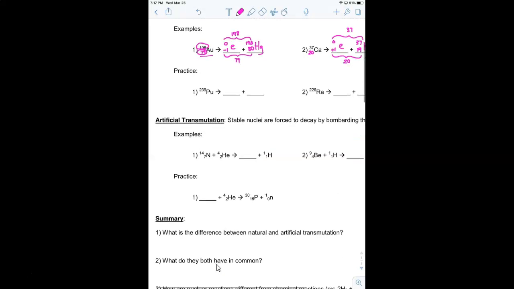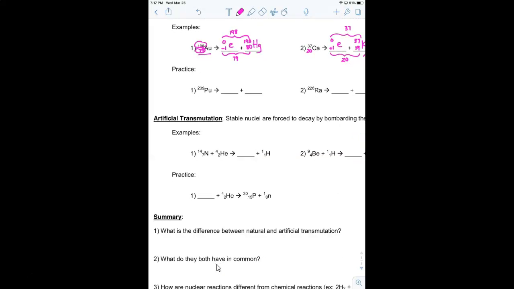The next type of transmutation is artificial transmutation. And when I see that word artificial, it sounds fake, right? And that's exactly what this is. This is something that's fake. It's forced. These nuclei are stable. If things are stable, they don't want to change. We can force them to change, but that's why this is called artificial and not natural.